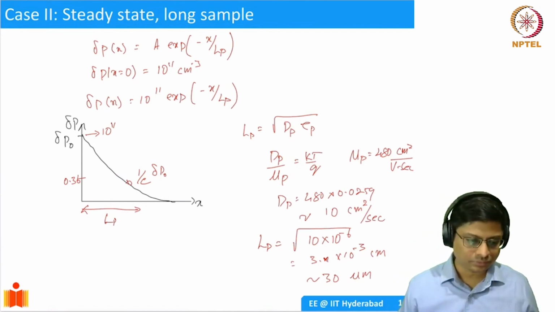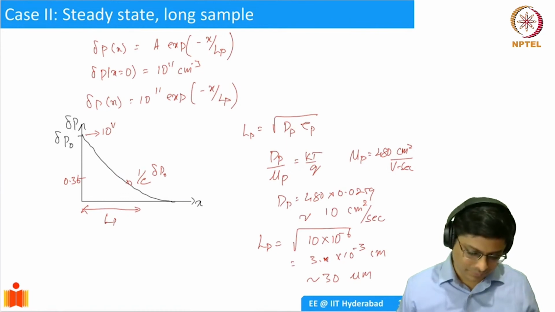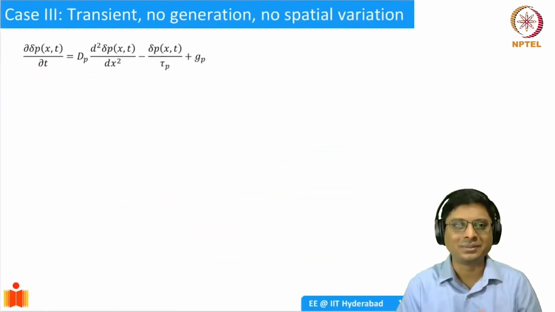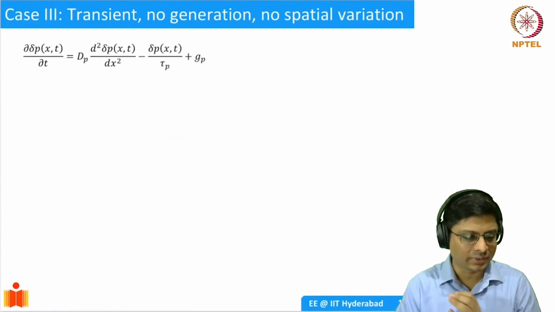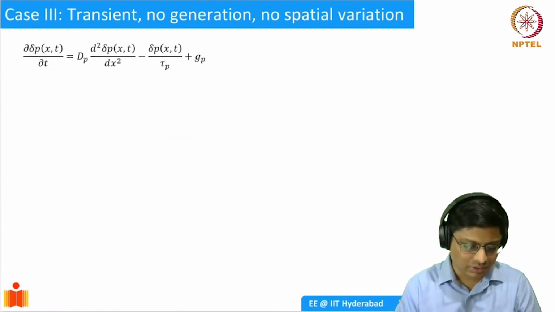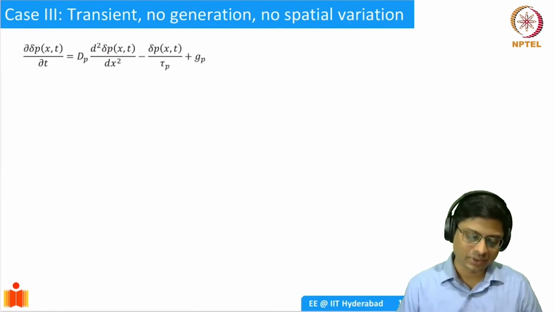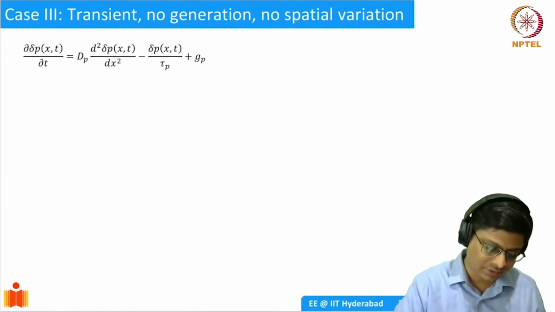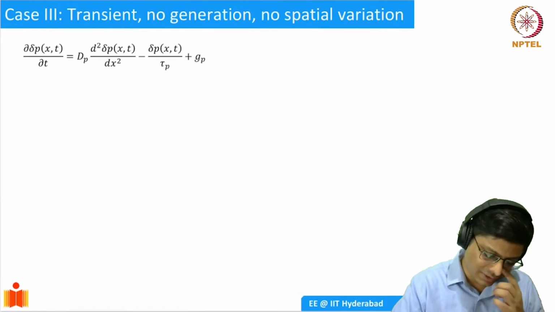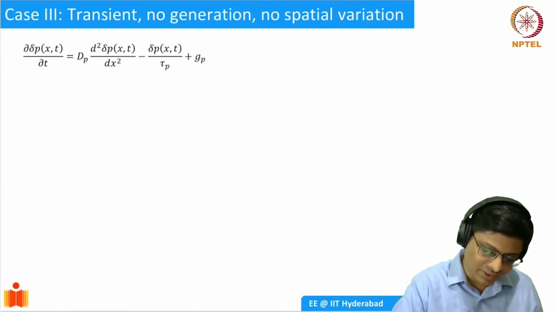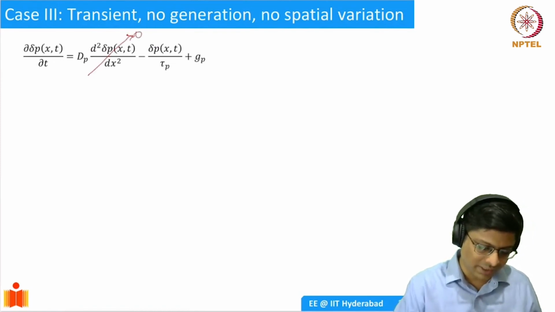All right. So, well, I'm running out of time, already 50 minutes. Let me quickly wrap up. So the third case I wanted to discuss was a transient case. Let's say there is no spatial variation. We have talked about it in a different way. There is no spatial variation, so this is going to go to 0. I'll just quickly do this. I'm not going to spend as much time.